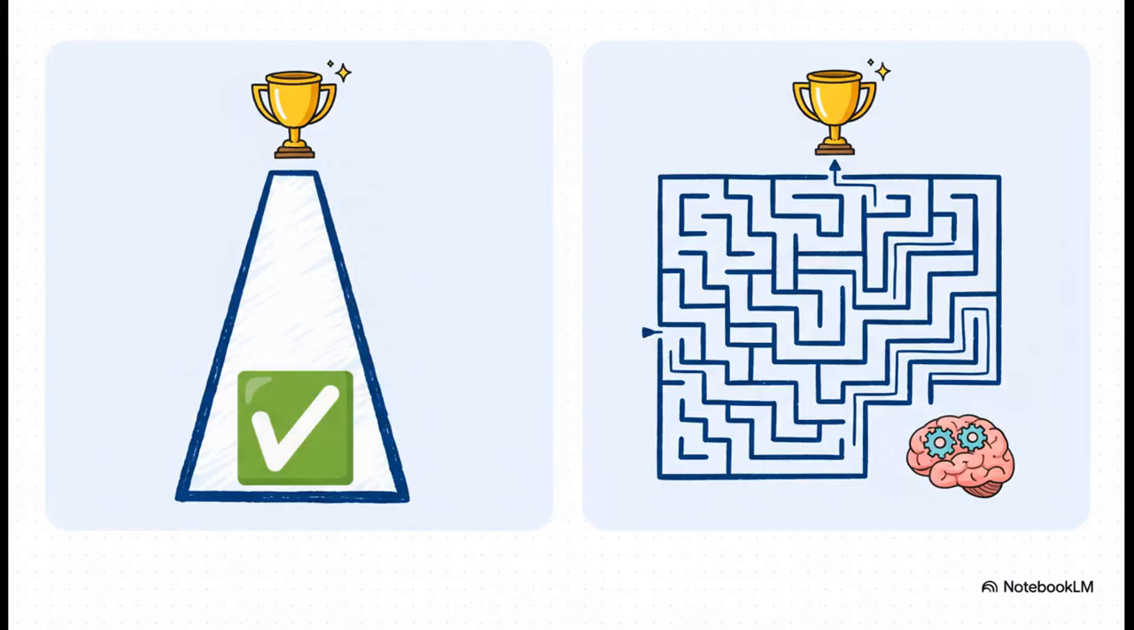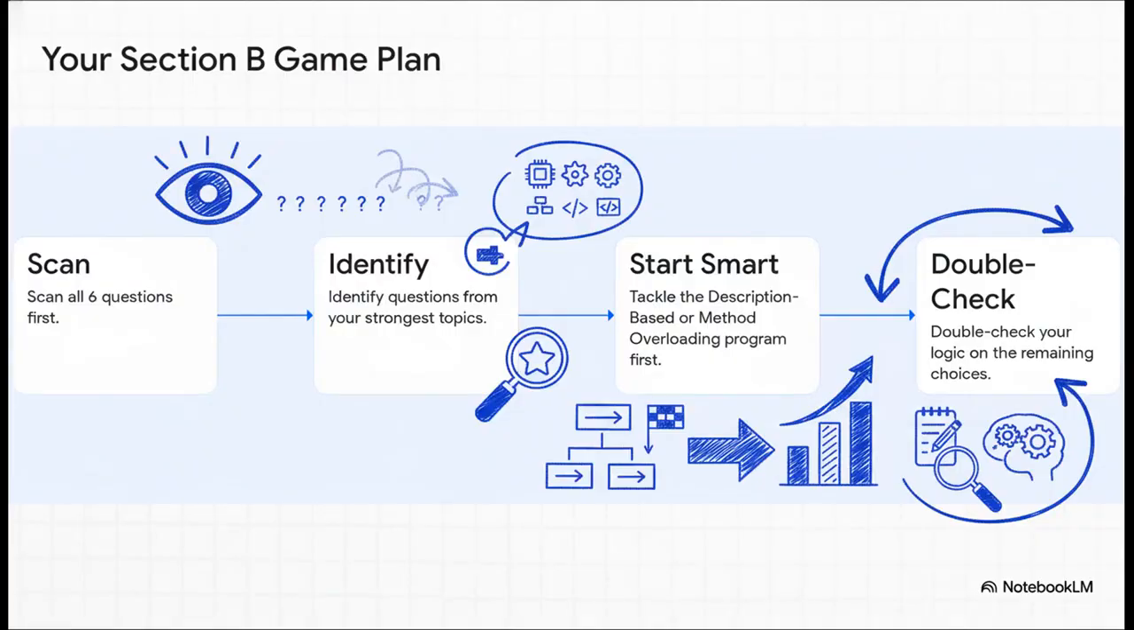So the big takeaway here is this. Not all programs are created equal. Some are just easier to score marks on. On one side, you have the good stuff, description-based programs and method overloading. Their logic is usually spelled out for you. On the other side, you've got the trickier ones, like anything with really complex 2D array logic or those deep, nested searching algorithms. They require more abstract thought, and let's be honest, there are just more places to make a mistake. Okay, let's put this all together into a simple, step-by-step game plan for exam day.